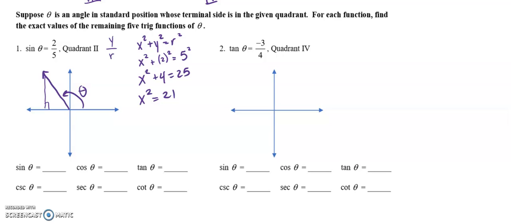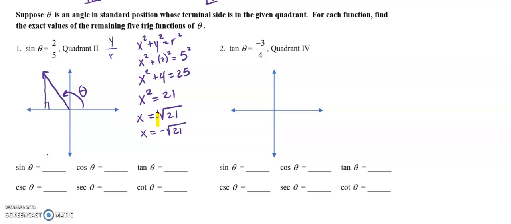Now, here's where the difference is. Before we would just say, well, x is equal to the square root of 21. But really, it's positive or negative square root of 21. We are in quadrant 2. X in quadrant 2 is, drum roll, negative. X in quadrant 2 is negative. So we really want the negative square root of 21. Again, this is different than our triangles. Our triangles, everything was positive. Now that we're working on the coordinate plane, we can have values that are negative.